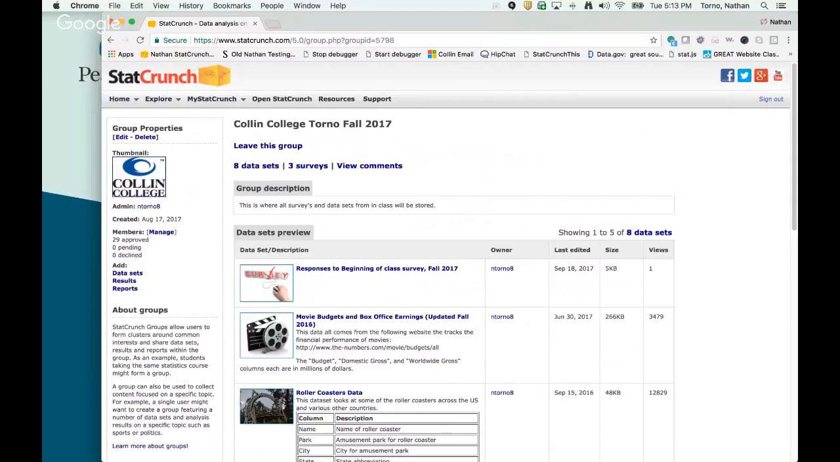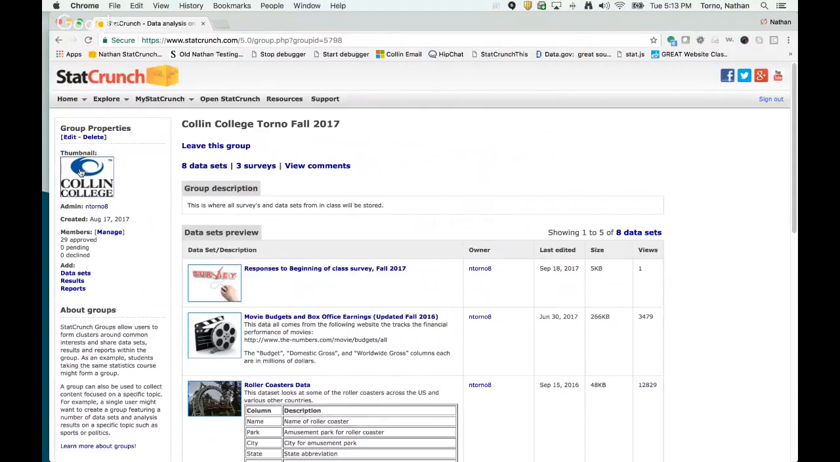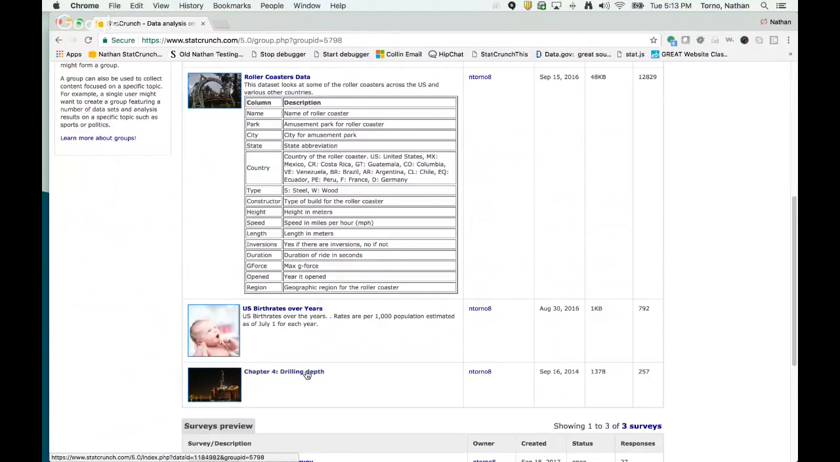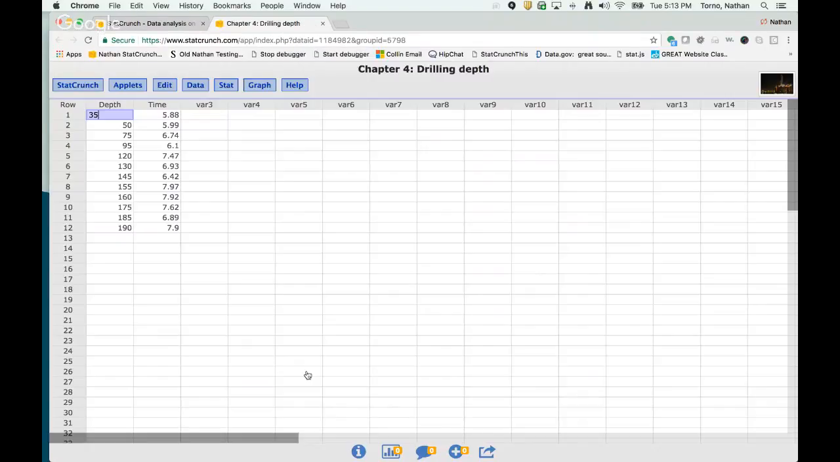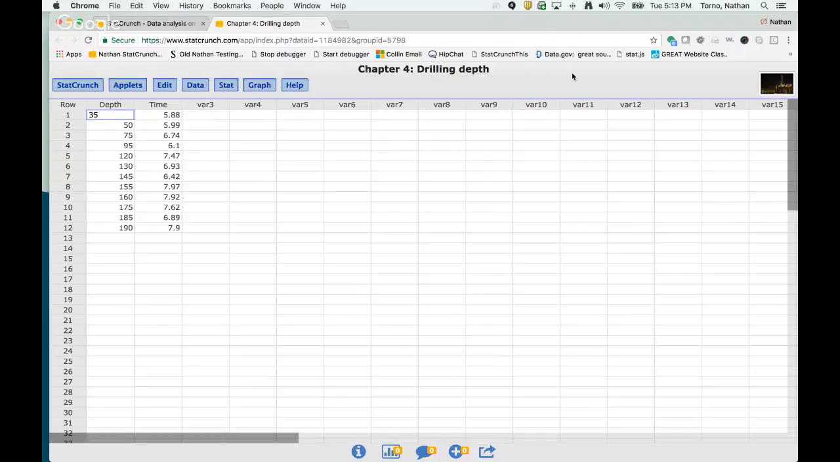So we want to look at the same thing. Go into the same group page we've been using throughout the semester, and scroll down to this chapter 4 drilling depth data. Open this. And again, we have the exact same data set. So we have the depth and we have the time it takes to drill an additional 5 feet. I'm going to enlarge my screen just a little bit to make it easier to see.